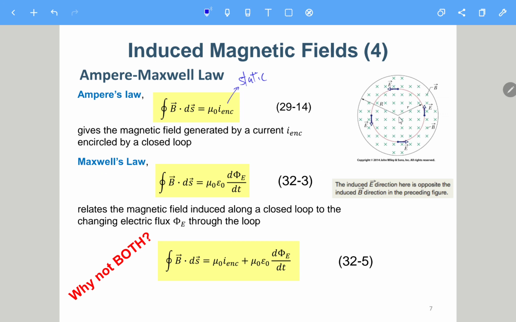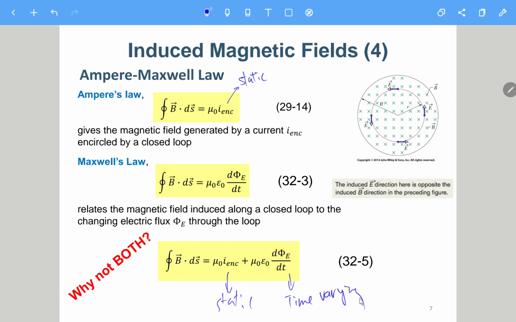But if we have a changing E field, then we should use this one instead. The idea is that sometimes we need to determine which one to use. So why not just combine the right side together, so that finally we write the same left hand side? We have this one to stand for the static one, and this one for the time varying one.